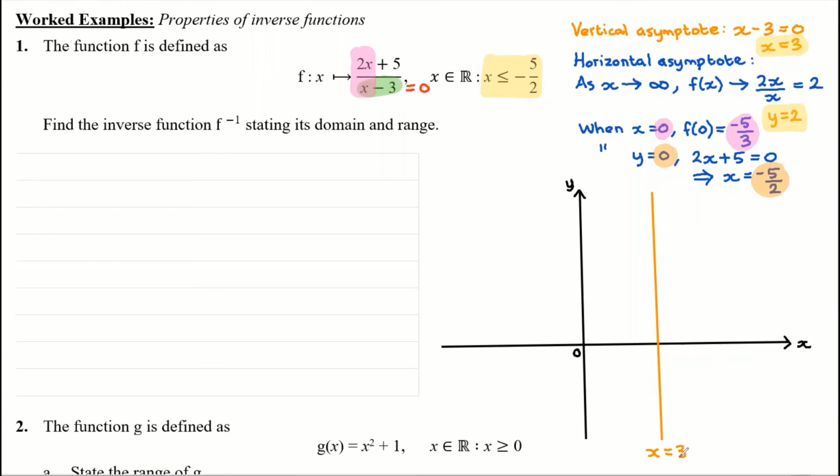Okay, and we have a horizontal asymptote. I'll do it in the same color actually, at y equals 2. So something like that. So get those in first. I think that's a good idea. Okay, so we've got the two asymptotes. The next thing we found was the y-intercept. So that was at negative 5 over 3. So that'll be down here somewhere.